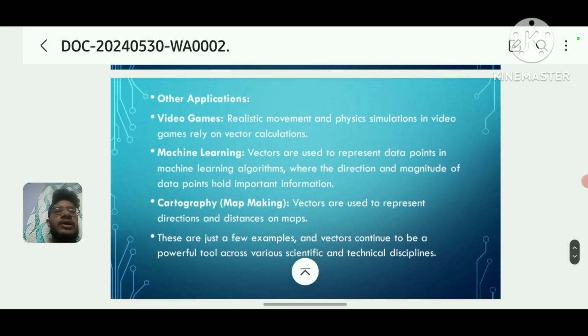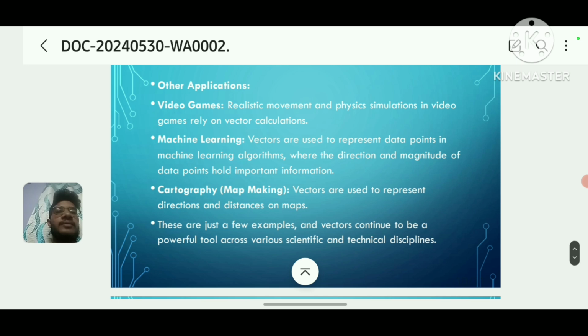And some other applications of vectors are video games. Realistic movements and physical simulations in video games rely on vector calculations. Machine learning. Vectors are used to represent data points in machine learning algorithms, where the direction and magnitude of data points hold important information.